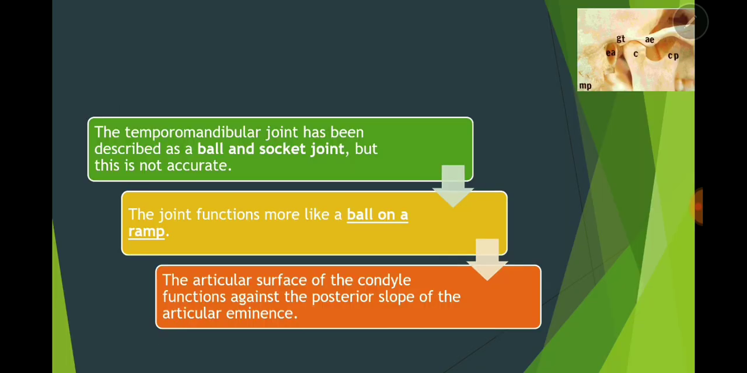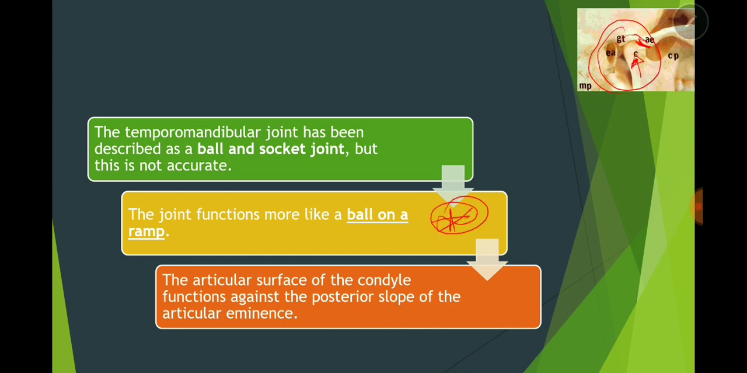The TMJ has been described as a ball and socket. As you can see here in the picture, you can see the condyle, which is here, and you can see the fossa. It looks like the condyle is a ball and the fossa is a socket. But this is not accurate, and the joint functions more like a ball on a ramp, because unlike any other joint in the body, the TMJ has the articular eminence, which is right here. So the condyle and the disc have to translate on the posterior surface of the articular eminence. So it's more of a ball on a ramp.